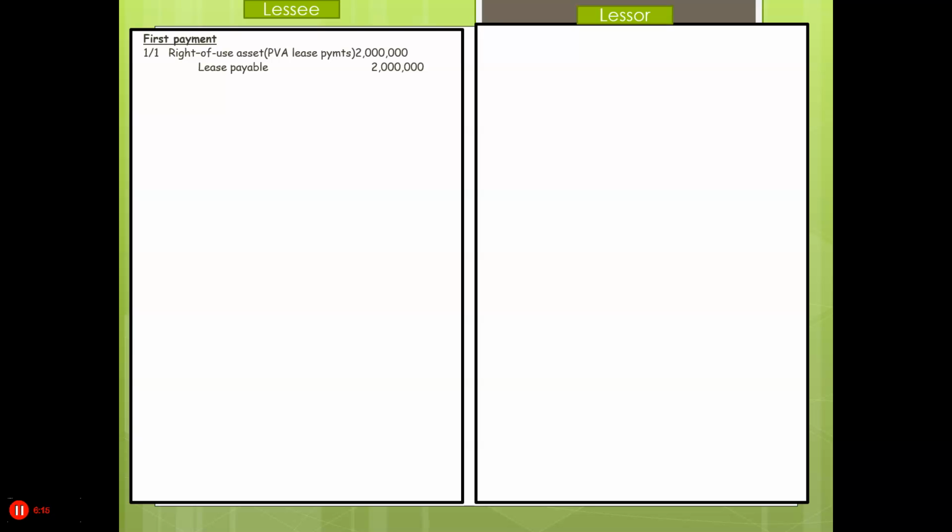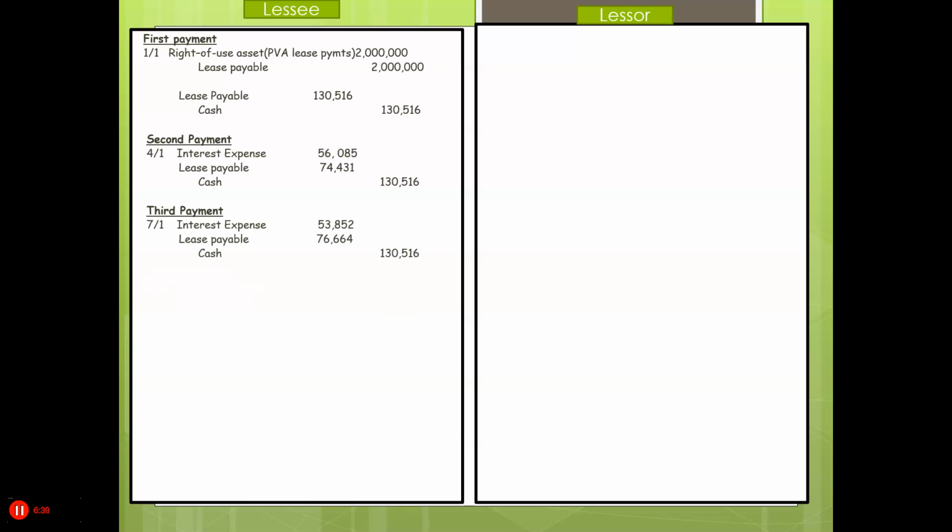Our first payment, first of all, for the lessee, we have to book the right of use asset. Then we also have to show our first payment. Our second payment would be cash, interest expense, and lease payable. We're going to keep doing that until that lease payable becomes zero. Our second payment, of course, changes because the balance goes down. But if you notice, the cash is always the same. Our fourth payment.